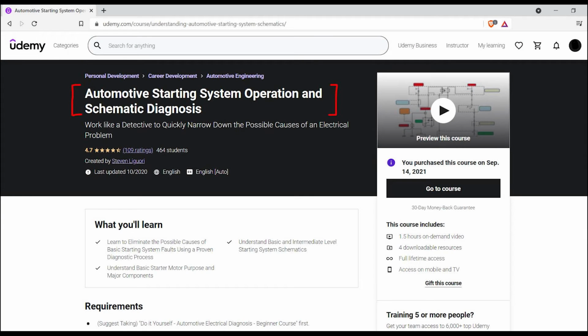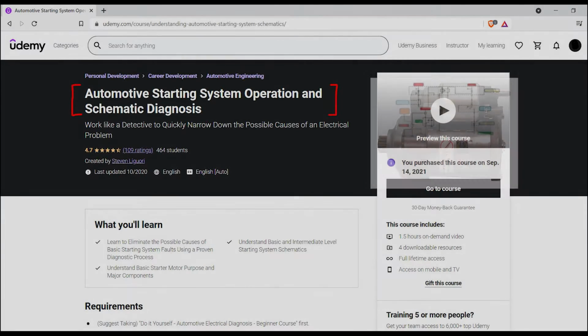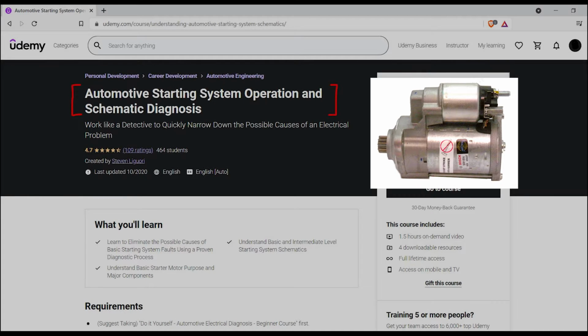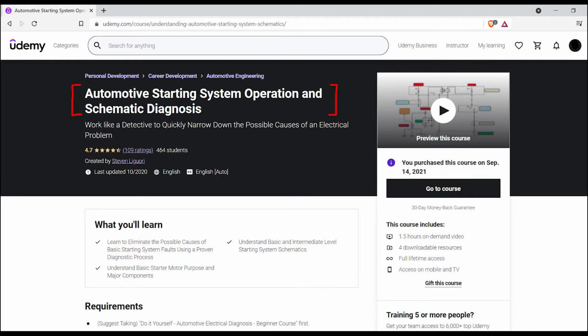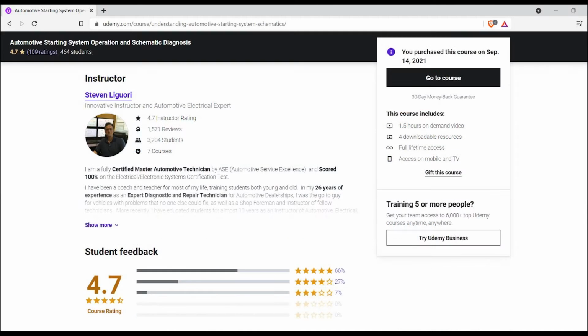If you're thinking about upgrading your electrical diagnosis skills, learning how to diagnose no start issues will be a very handy tool to know whenever faced with the problem. Here's another great course you could take which covers almost all vehicle types of no start, no crank issues. The Automotive Starting System and Schematic Diagnosis course done by Stephen Lagori breaks down the most common types of issues when dealing with no starts.